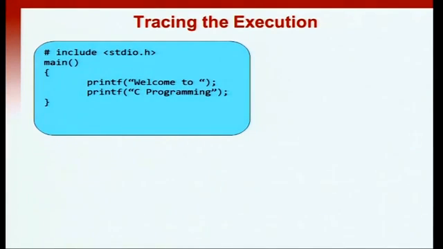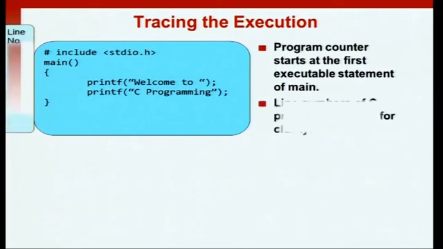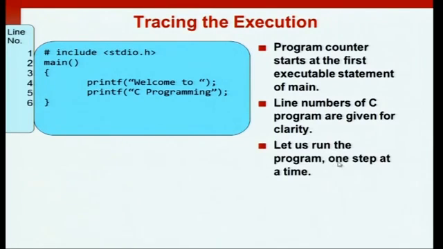Let's trace what happens when we execute the program. By tracing we mean step by step looking at each statement and seeing what happens when the program executes. Okay. We have what is known as a program counter, which says here is the currently executing line of the program. The program counter starts executing at the first statement of main. For ease of reference, I have given line numbers in the code. Now this is given just for clarity. Now let us just see what happens when we run the program line by line.